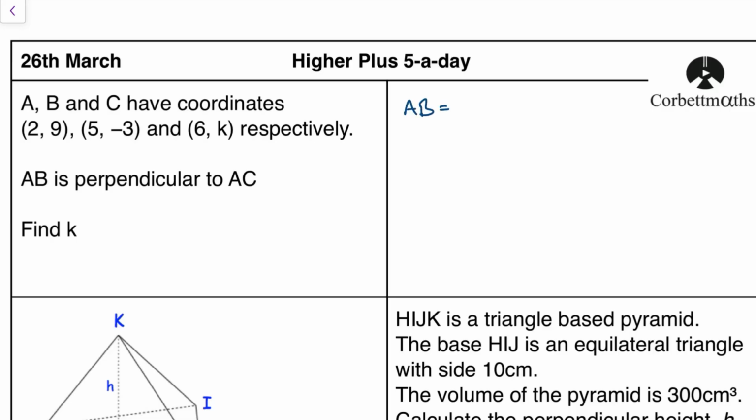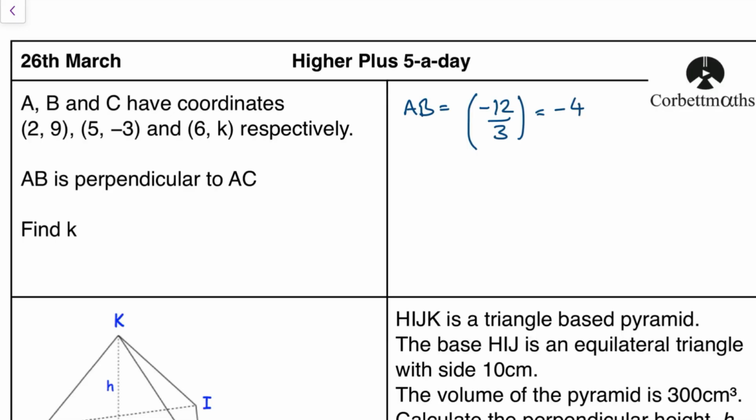So A to B has a gradient of, well, if I look at the y values, it goes from 9 to minus 3, which is minus 12. And it goes from 2 to 5, which is plus 3, which in other words means my gradient A to B is going to be minus 4.